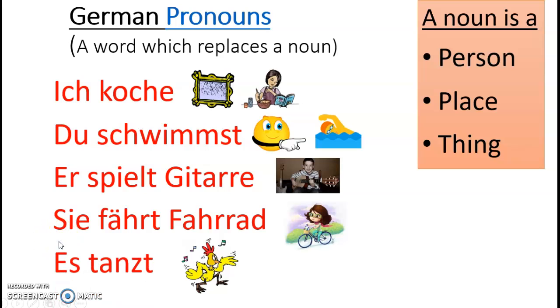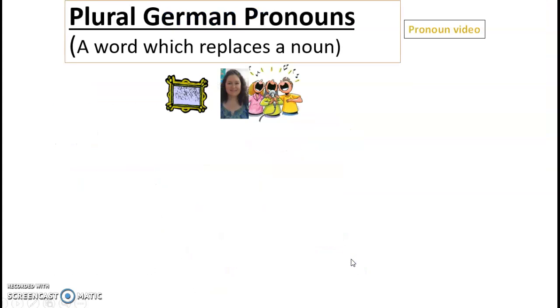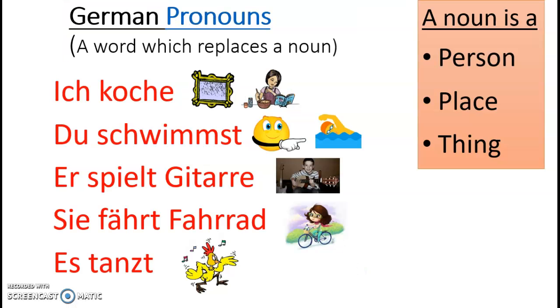And the last one we haven't talked about much. It means it. Es tanzt. So sometimes you'll use es for it. So just keep it in the back of your mind. It's not going to be a major one for right now. Okay, so those were all singular. You are all referring to one person on all of these.